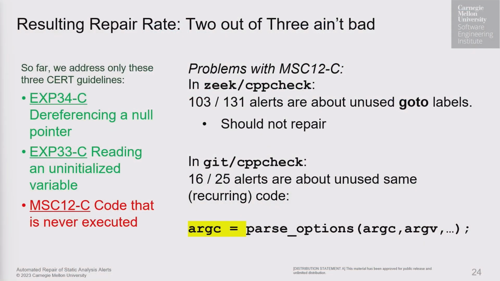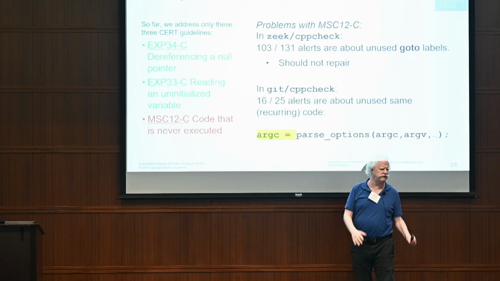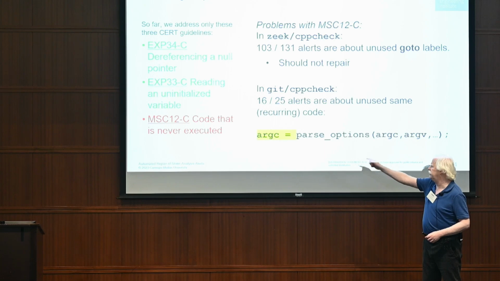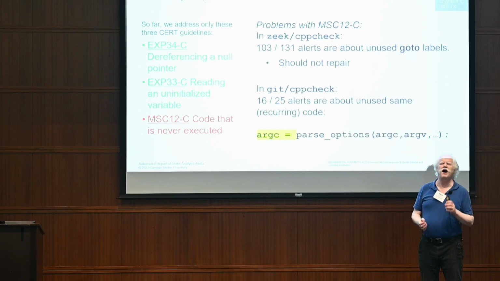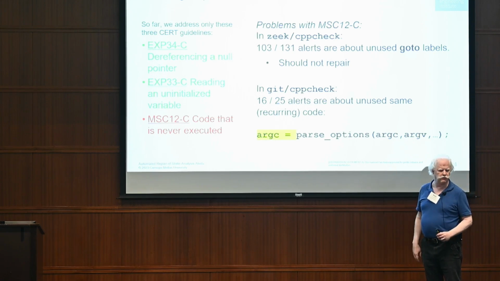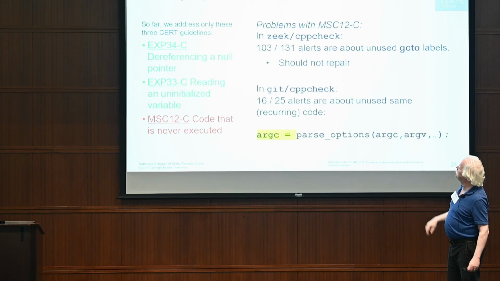For example, Git has this line of code in about 16 cases inside the Git source code. And the argument is that argc is written here, but it's never read subsequently. However, when my developers had the option to remove the argc equals, they balked and they simply said, I want argc in there. Argc is being used to indicate the number of arguments left in argv. It should not be removed. Please leave it in.